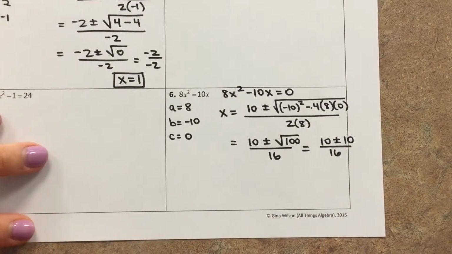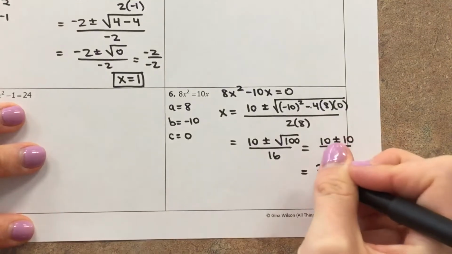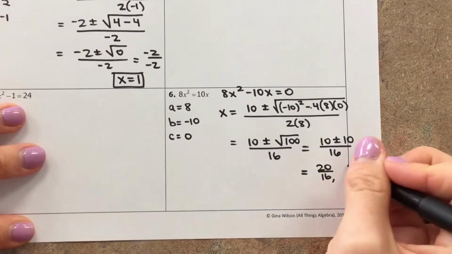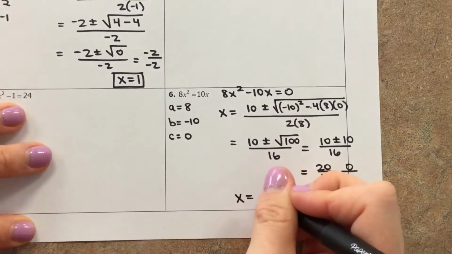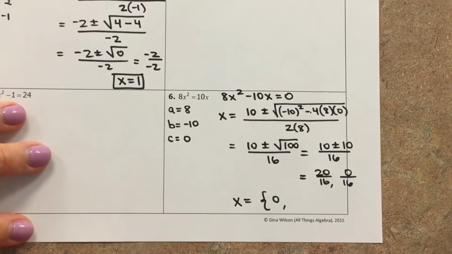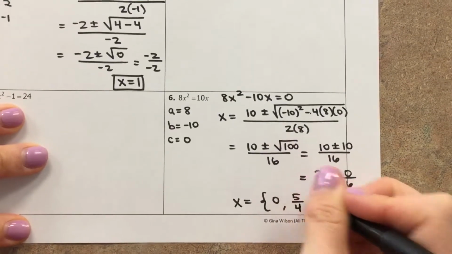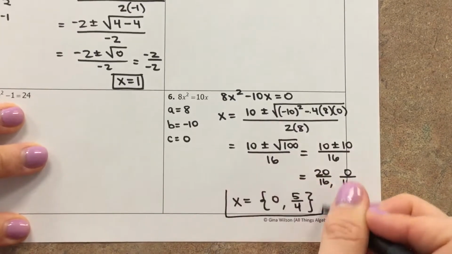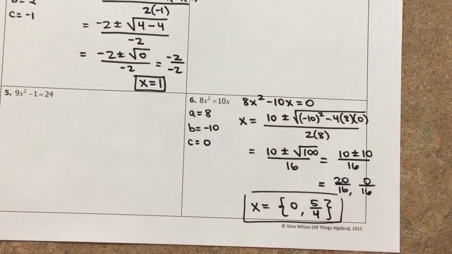So let's get our two answers here. So our two answers, we have 10 plus 10, which is 20 over 16, and then 10 minus 10, which is 0 over 16. So simplify those up and we've got our answers. So 0 over 16 is just 0. And then 20 over 16, you can reduce that down by 4s. So 20 over 16 reduces down to 5 over 4. And that's our other answer. So you could definitely end up with fractions when you're doing the quadratic formula. Keep that in mind. All right, let's look at the next page.